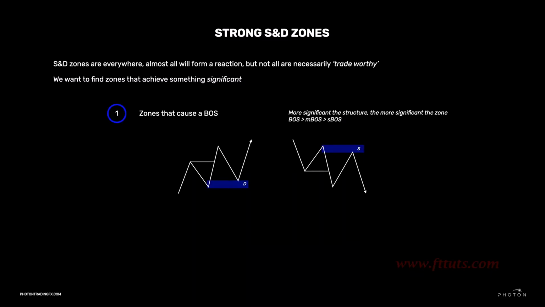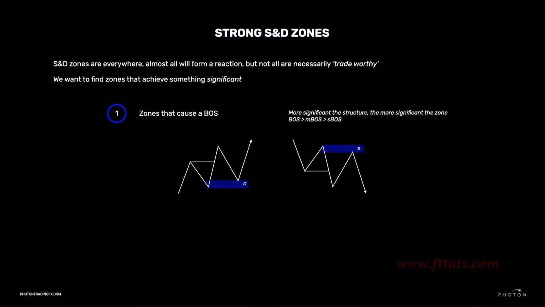So we want to see the zones that led to a BOS. So we want to find where the demand came into the market that led to price being able to break structure to the upside, to break a high and form a higher high. And likewise, we want to find where the supply came into the market that led to price being able to break structure to the downside in order to break that low and form a lower low.